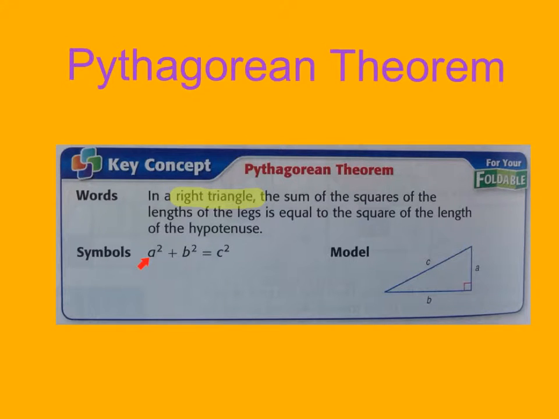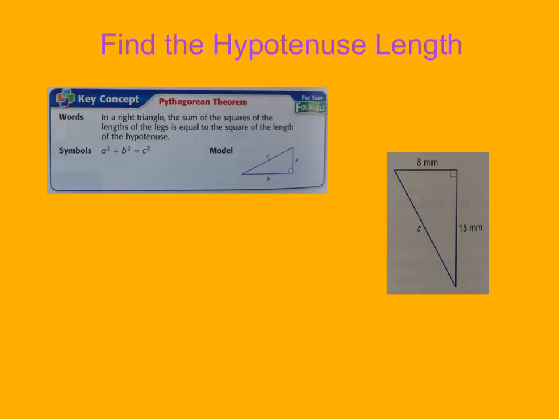We can take a squared, this leg, squared, plus the square of b, this leg, and that's going to equal the square of the hypotenuse. So when people talk about the Pythagorean theorem, you'll hear them say a squared plus b squared equals c squared. That's meaning the two legs, a squared plus b squared, is going to equal the hypotenuse squared, c squared. So let's use the Pythagorean theorem to find the length of a hypotenuse.